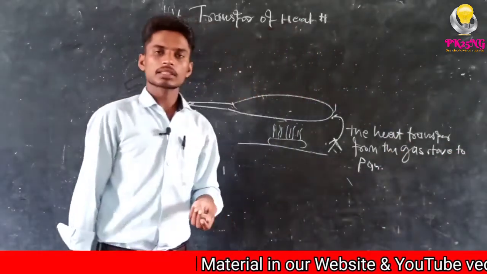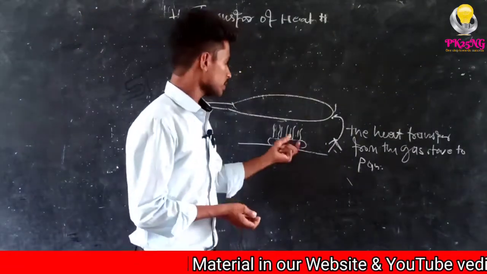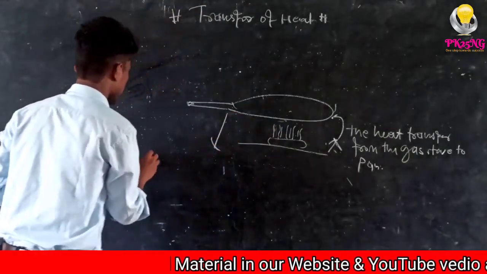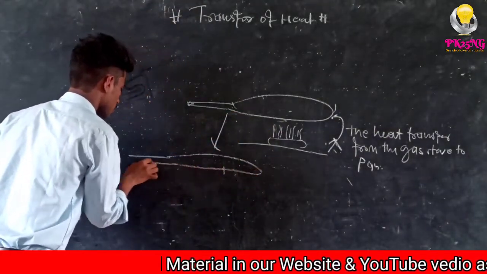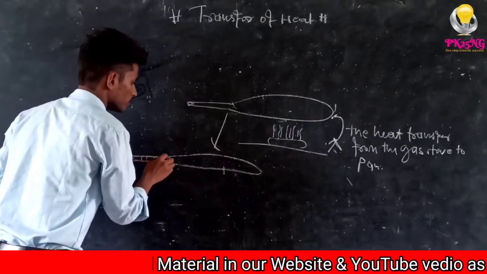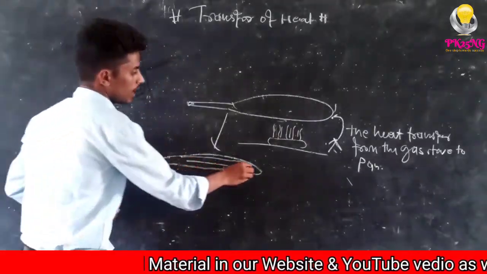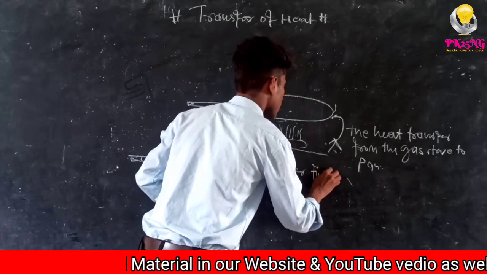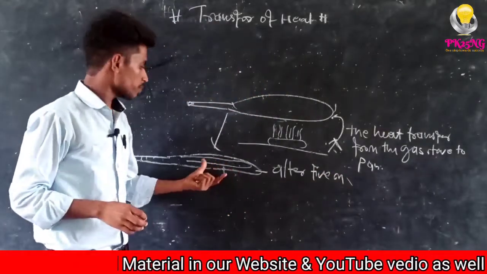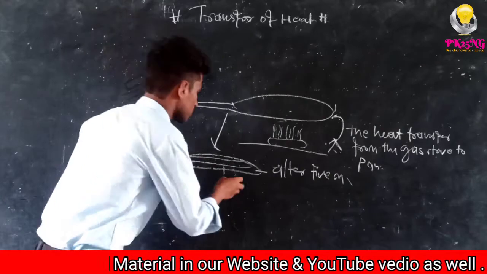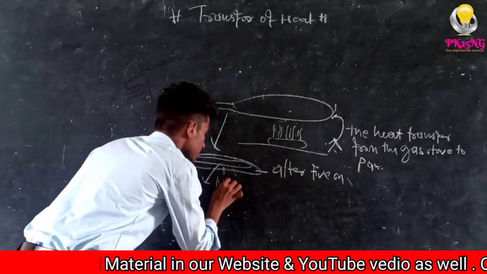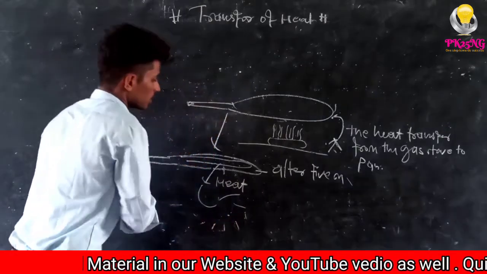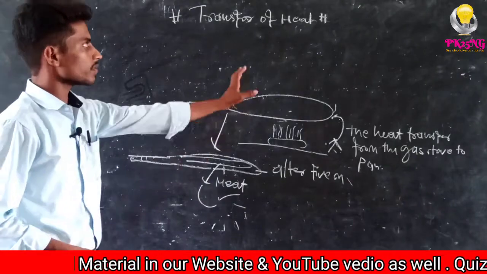Okay, after some time, approximately 5 minutes, you can remove the pan from the gas stove. What happened? After 5 minutes, the heat is transferred from the pan to the surrounding. So this is the best example of the transfer of heat.